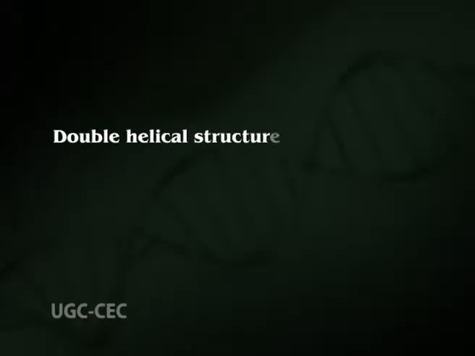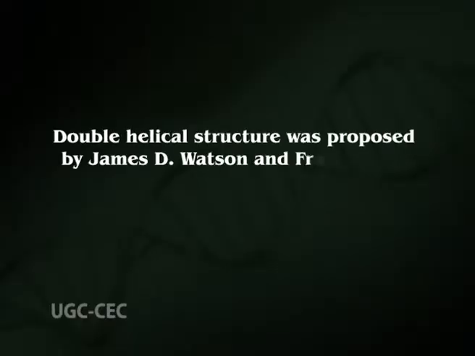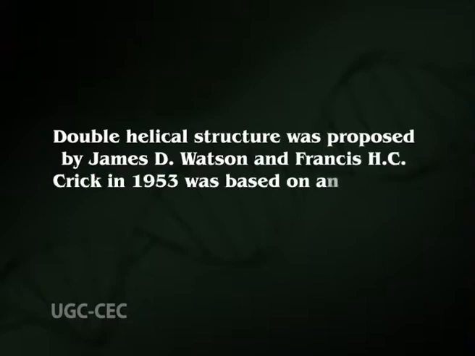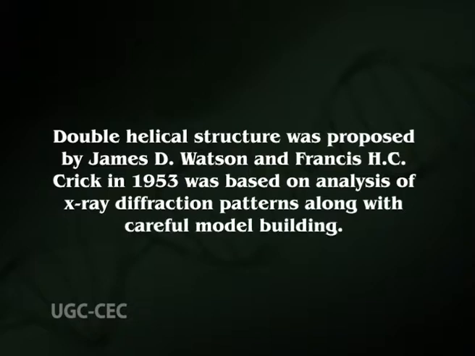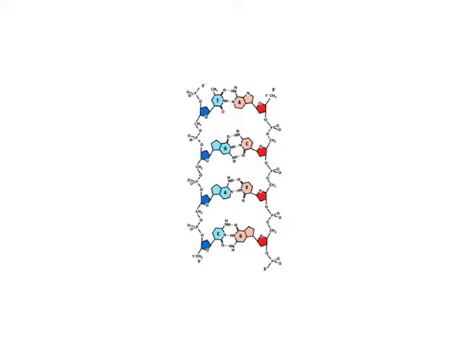The double helical structure was proposed by James D. Watson and Francis H. C. Crick in 1953, based on analysis of X-ray diffraction patterns along with careful model building. The Watson and Crick model of DNA proposed that two right-handed polynucleotide chains are coiled in a helical fashion around the same axis, thus forming a double helix. The orientation of the two strands is different, that is, their 5' to 3' directions are opposite. We call this arrangement antiparallel.